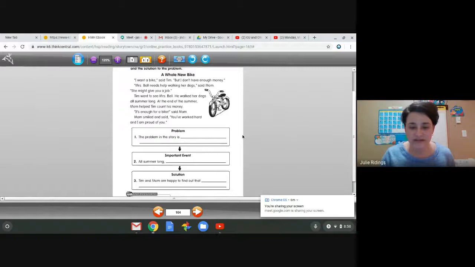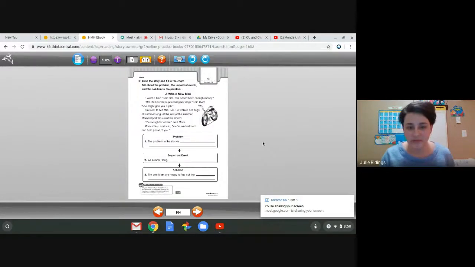is page 164. It looks like this with the bicycle. It says, read the story and fill in the chart. So this is plot. This is the focus skill we were talking about: the problem, the important events they tried to solve, and then the solution.